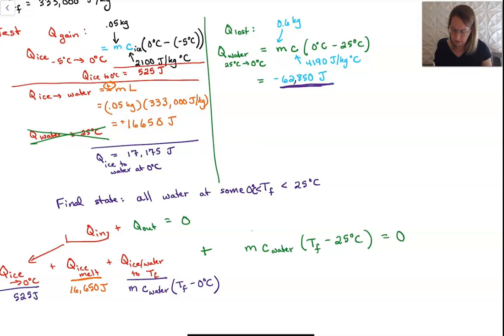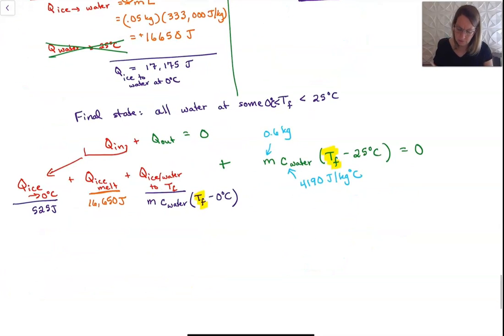And so here again, this is 0.6 kilograms, this is 4190 joules per kilogram degree C. And then this is our unknown right here, and it's in both places. And just to fill in our numbers, 0.05 kilograms, and this is 4190 joules per kilogram degree C.